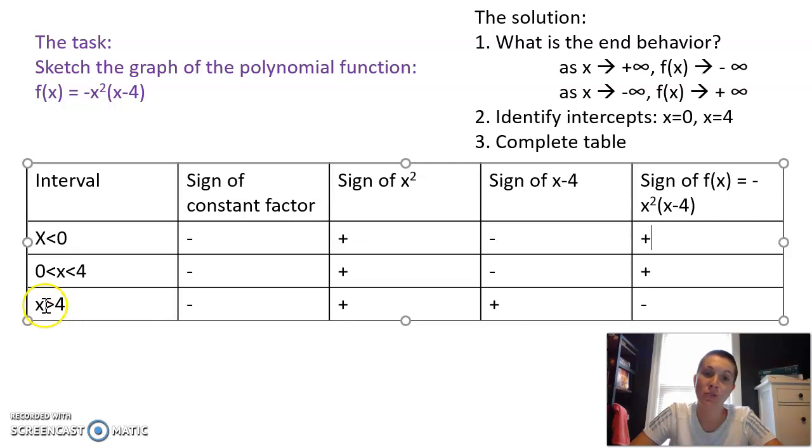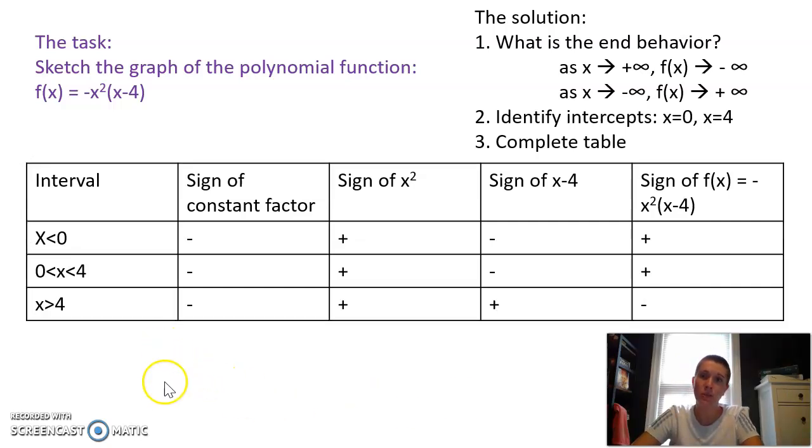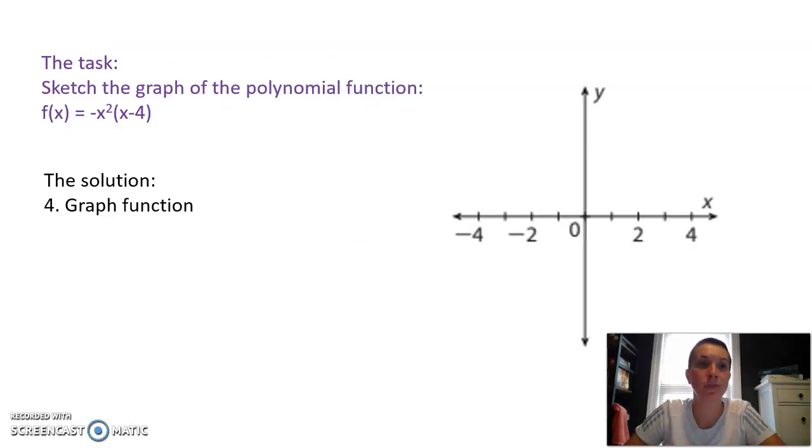And for all values of x greater than 4, we're going to be below the x-axis. Also, we know that we're going to have 2 x-intercepts at 0 and 4, and we know one of these intercepts, 0, is going to be a point of tangency because this number here is squared. So let's go ahead and try and graph our polynomial.